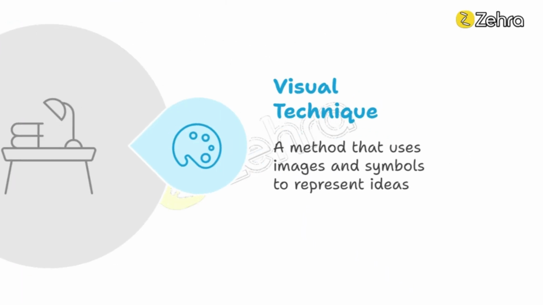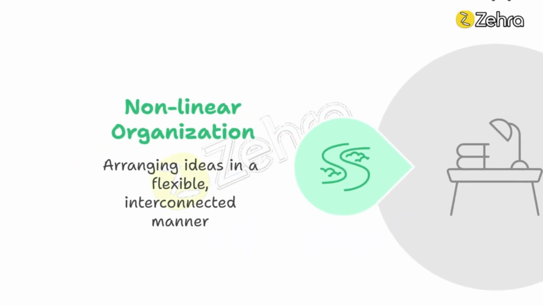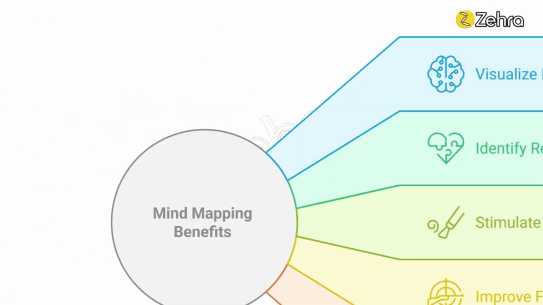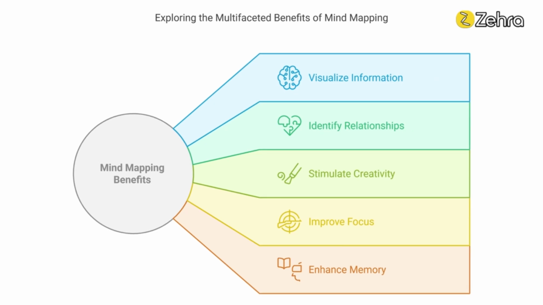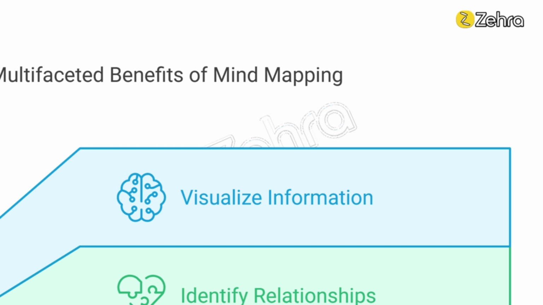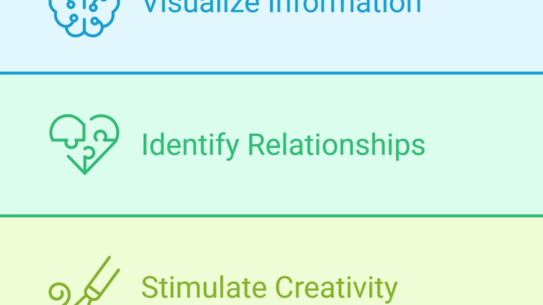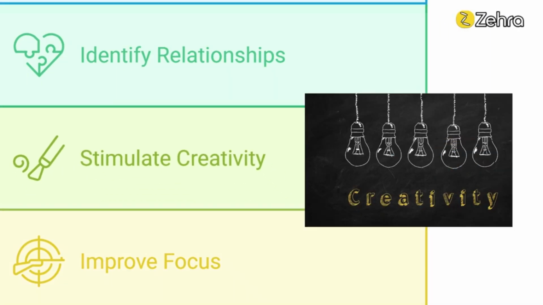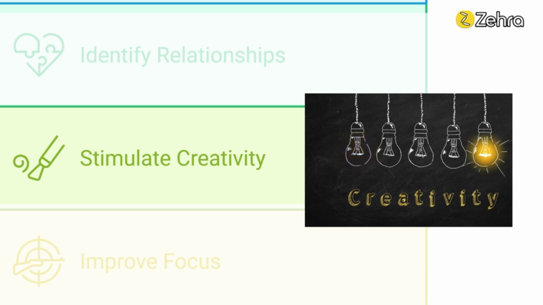Mind mapping. This is a visual technique used to organize information and ideas in a nonlinear way. It's a powerful tool for learning and studying because it helps you in 5 ways. 1. Visualize information. By creating a visual representation of your thoughts, you can better understand and remember information. 2. Identify relationships. Mind maps help you see connections between different ideas and concepts. 3. Stimulate creativity. The visual nature of mind maps can spark new ideas and insights.